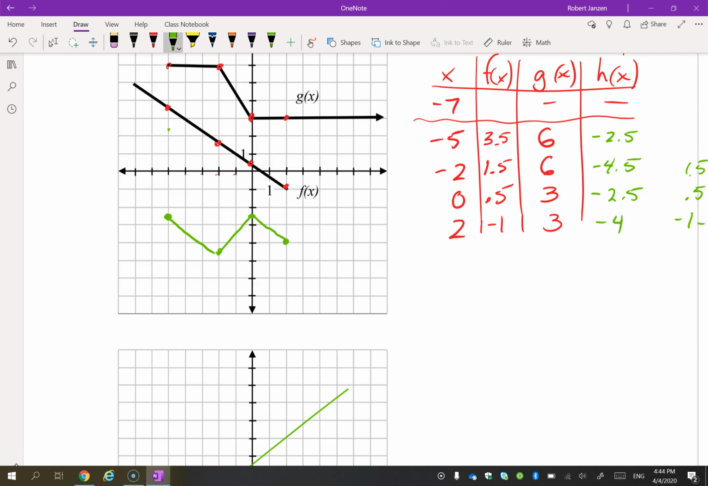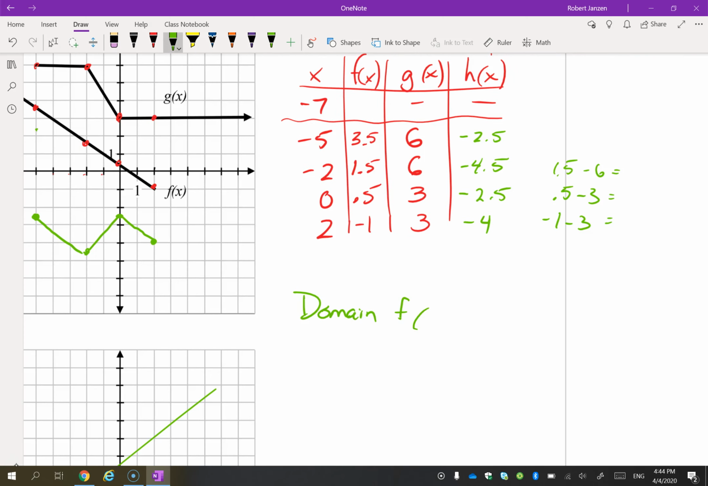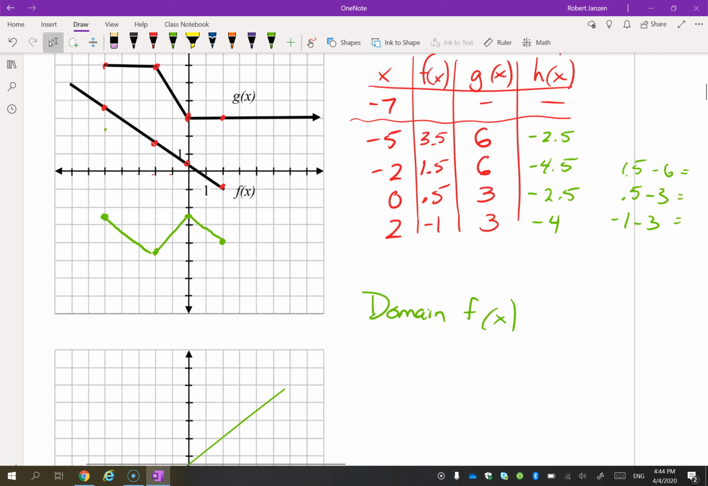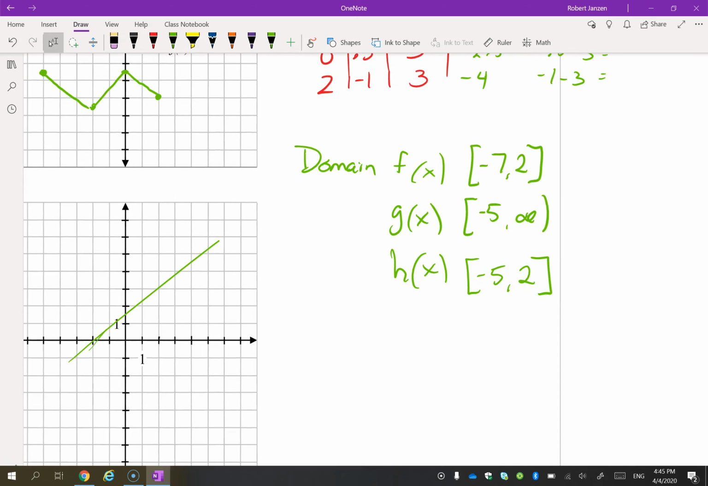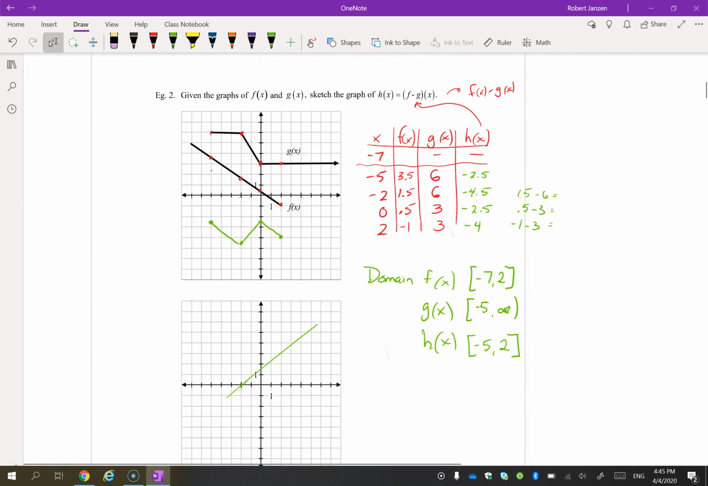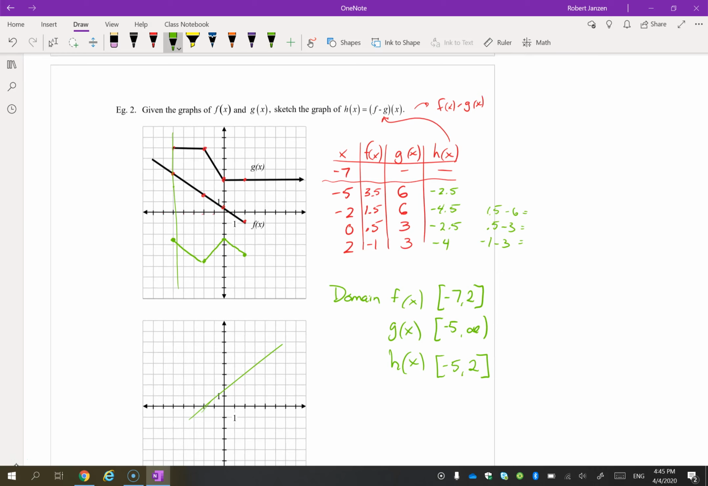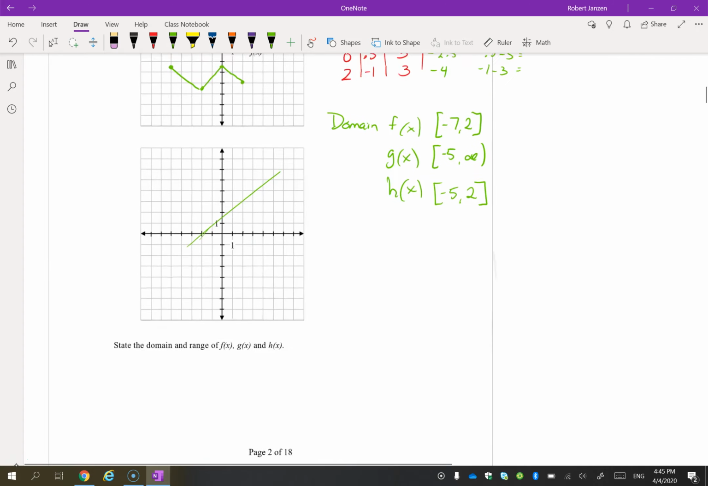Okay, a quick little lesson on the domain. What is the domain of f of x? Domain of f of x was -7 to 2. The domain of g of x was from -5 to infinity. What is h of x? H of x is the overlap, -5 to 2. If you're not sure what I mean by overlap, from here to here.